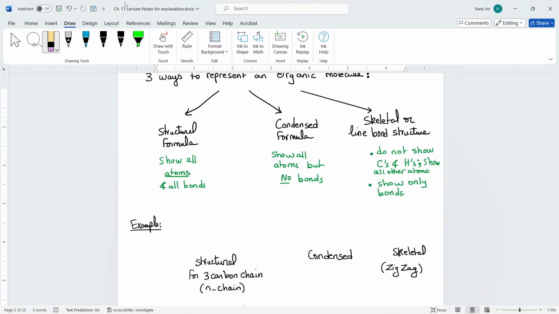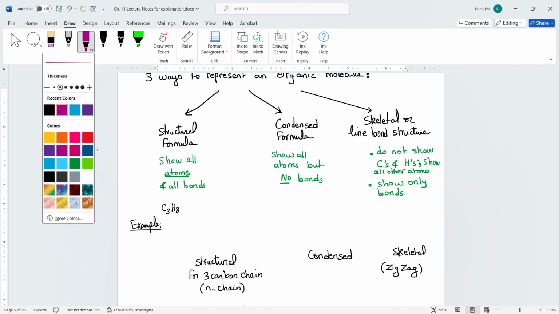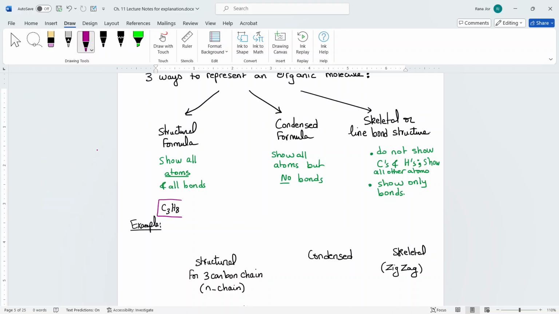So let's have an example. Let's say if I give you this molecular formula, let's start simple, C3H8, and I ask you to go ahead and show the structural, the condensed, and the skeletal structure for C3H8. C3H8 is the molecular formula, okay? And I want to go ahead and draw it as a structure.